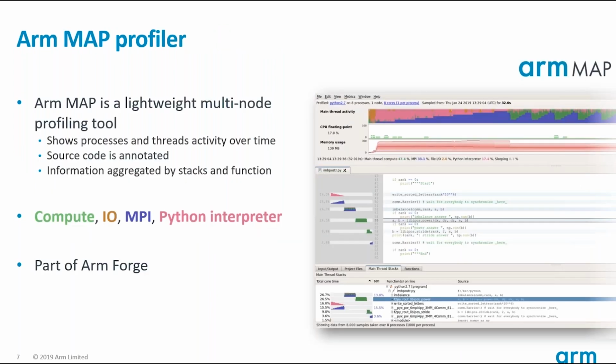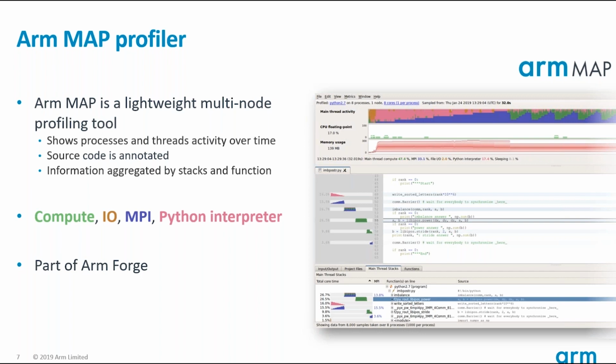So here is our solution to their needs. MAP, which is part of Forge. This tool is easy to use in a production environment at any scale. It is lightweight with very little overhead and generates a profile of a few megabytes even for large jobs. The profile can be opened afterwards in a user-friendly interface, as you can see on the screenshot on the right.